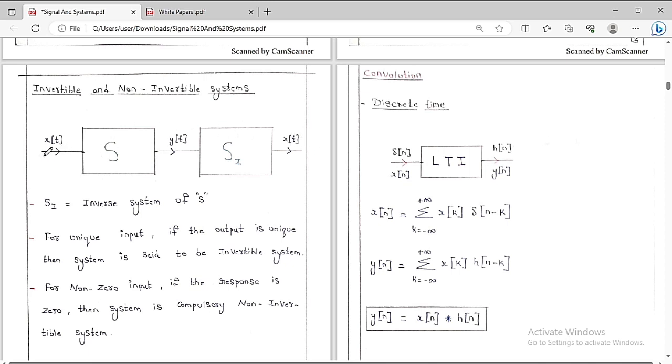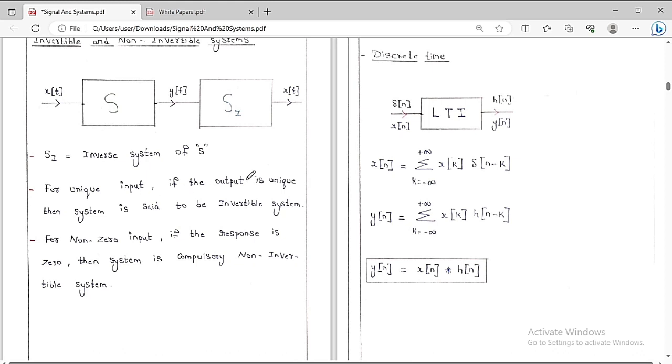So for this system, I have given the input x(t) and got the output y(t). I have taken another system, which is the inverse system. If I give y(t) to this system, then you should get the input x(t) back. Then only we can say this is an invertible system. Otherwise, if you are not getting x(t), then it is a non-invertible system. So S inverse is called the inverse system of S.